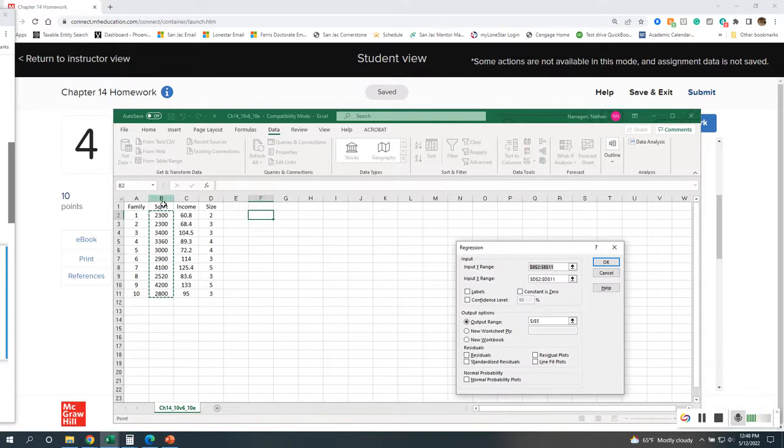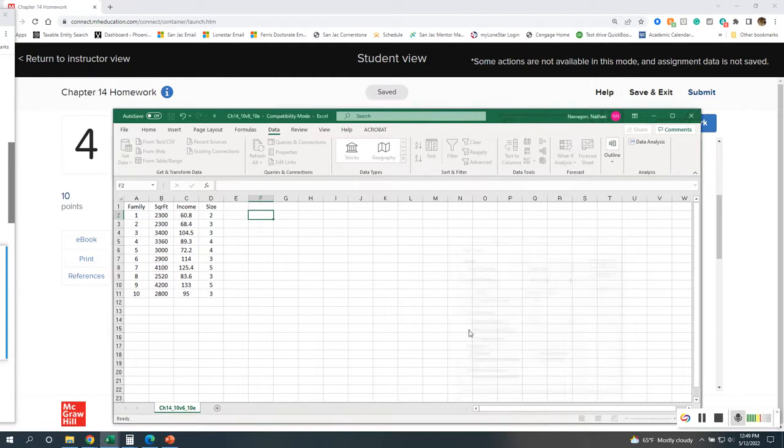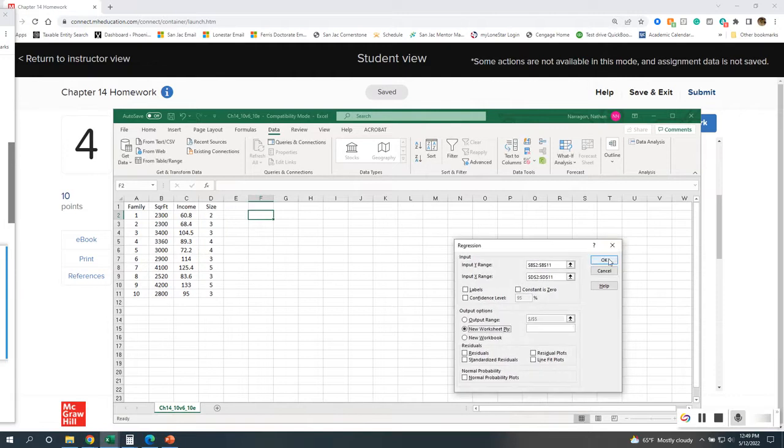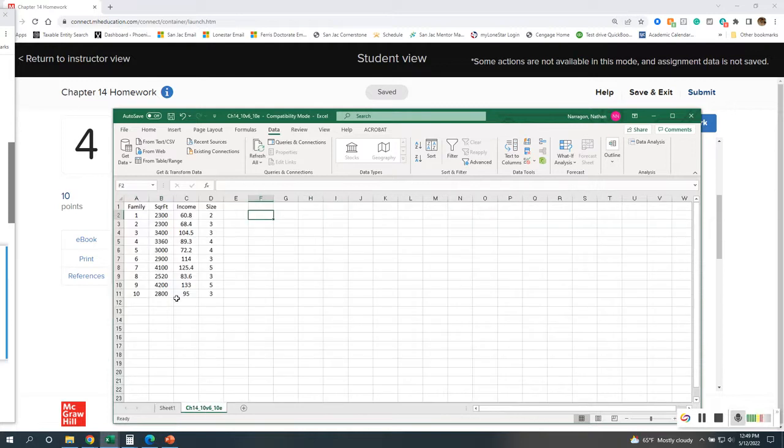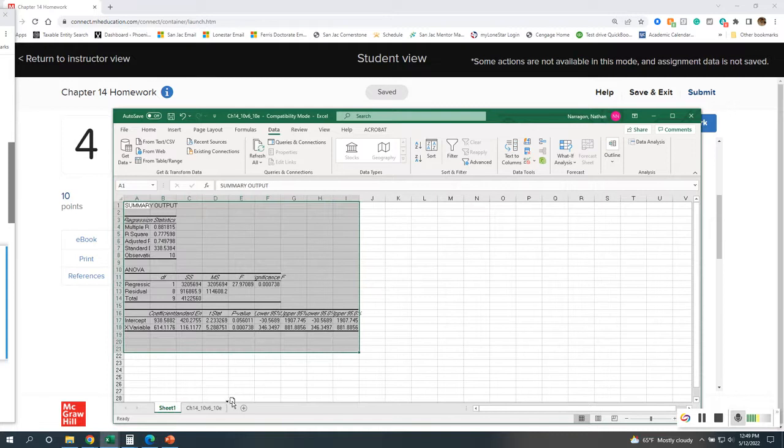So my Y range is the square feet. That is correct. And we're going to go ahead and put in the sample size, because they want us to do the family size first. This one, we're actually going to tell it to go to new worksheet. Hit OK. The reason why is that we're just going to have two regressions going on. So again, this is size.